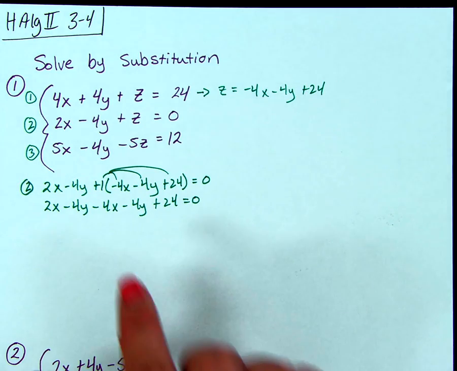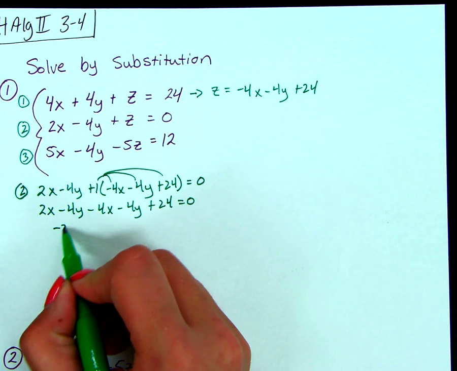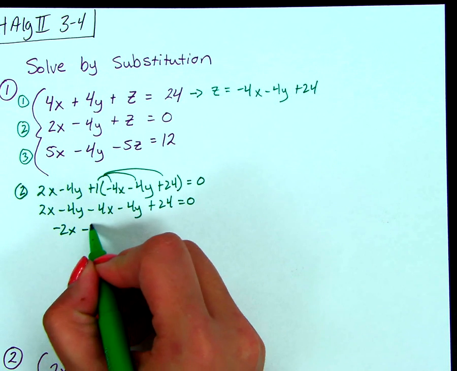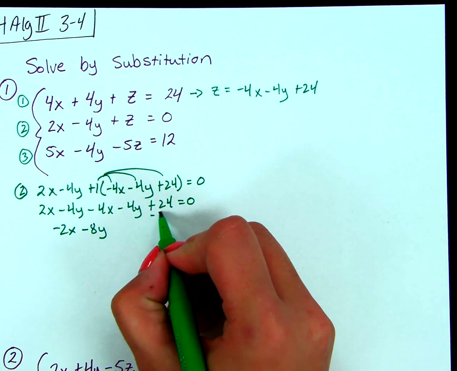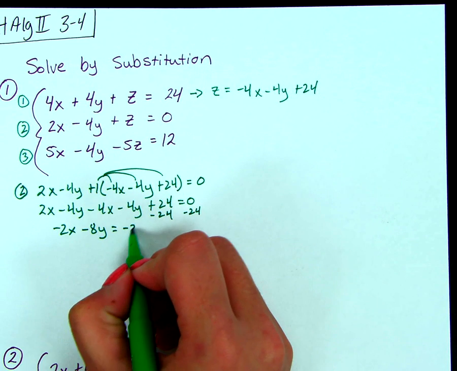Now we're going to combine like terms. So 2x minus 4x is negative 2x. Negative 4 minus 4 is negative 8y. And then we're going to subtract the 24 over, so this will be equal to negative 24.